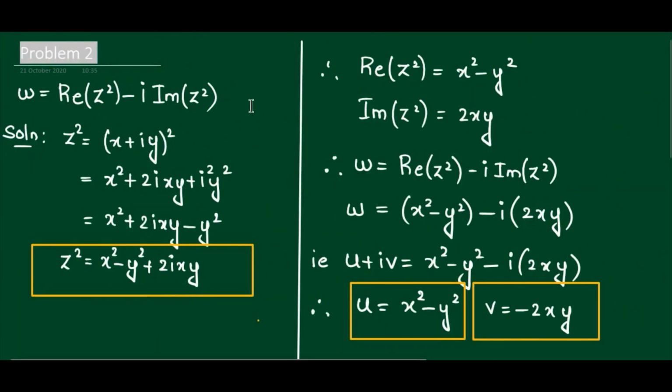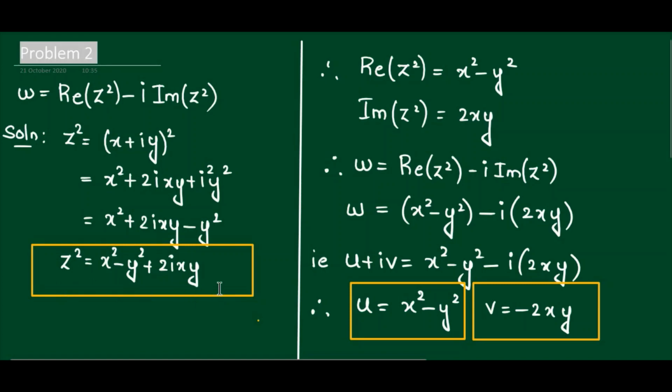Here also we have to check the analyticity of this function. So you have to convert this in terms of x and y so that we can find out the real and imaginary parts u and v. Now first you have to simplify this. Consider z square. No need to write all these steps, because from here after you should be able to remember what is the equation of z square. Z square is x square minus y square plus 2ixy.